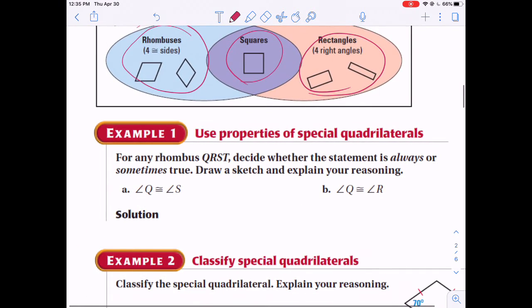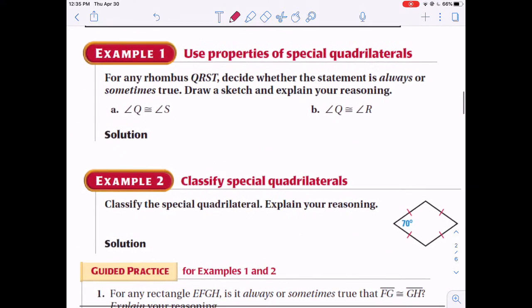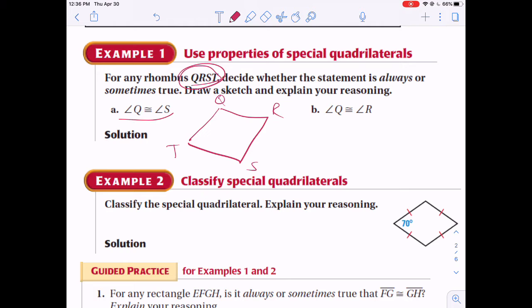Now, using some of these properties. Again, there are a lot of properties between all these shapes. Can't memorize them, but it's a good chance to use them here. It says, for any rhombus QRST, decide whether the statement is always or sometimes true. So you have to draw this figure, QRST. So just draw yourself a parallelogram. Oh, I'm sorry, what do they want? Rhombus. Here's my rhombus. All four sides are equal. They don't look it, but they are. And make sure you go in order, QRST. And they're saying Q and S are equal.